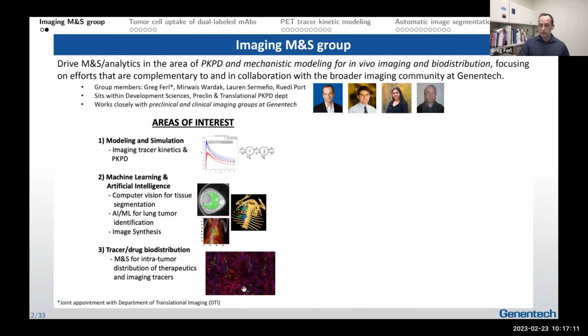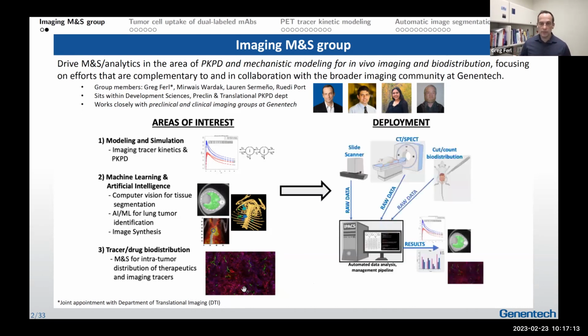So we are interested in these areas, but equally important within this industry environment is that, when appropriate and when it's helpful, we focus on deploying models and tools that we develop. So for example, we use this iPACS data management and data analysis system. This is a whole separate work stream that we have in our group, basically just to streamline data analysis and data handling, data processing.